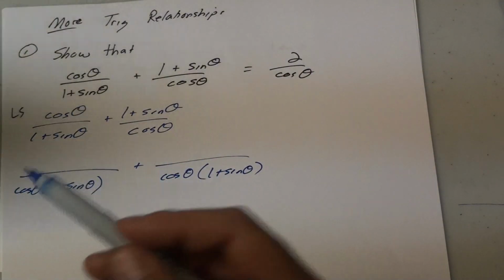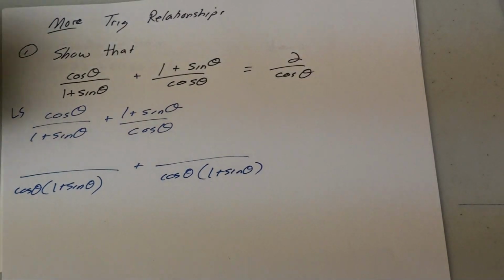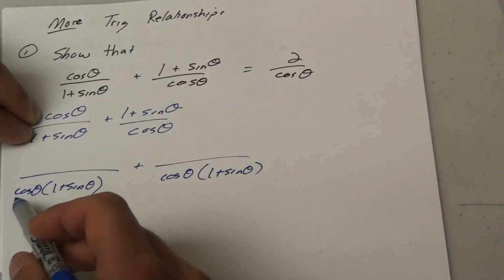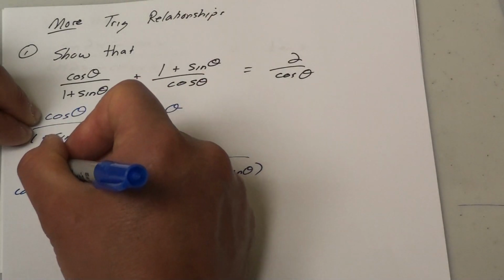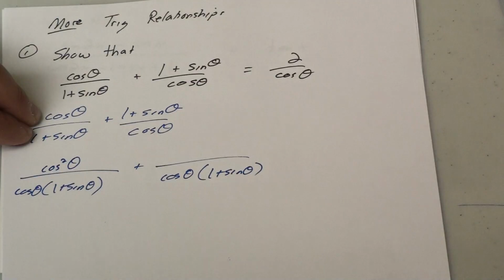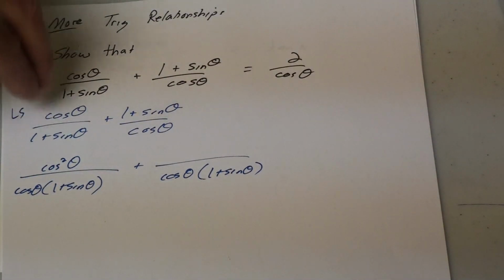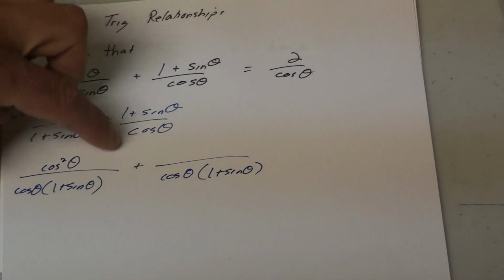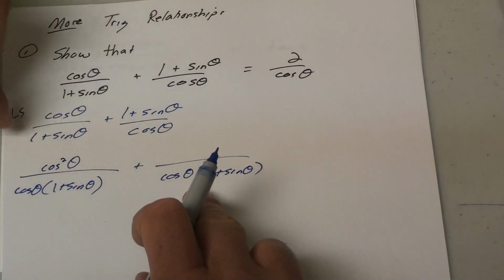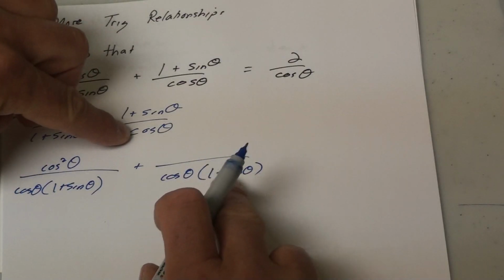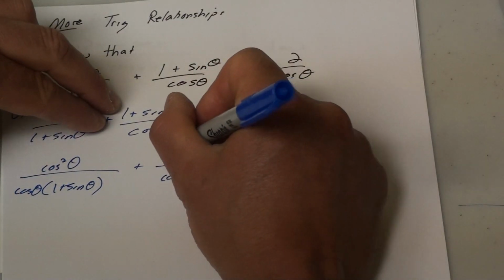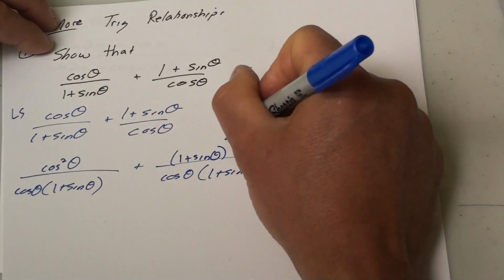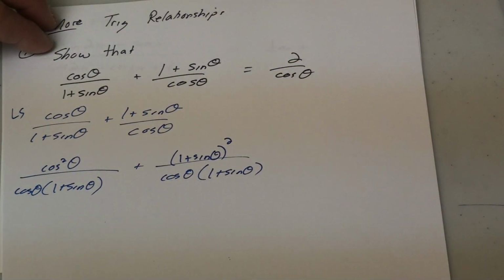Whatever I do to the bottom, I got to do to the top. So I took this fraction, I multiplied both sides by cos theta, top and bottom. That gave me my common denominator. So when I do that to the top, it's going to give me cos squared theta. Same thing with the second fraction: to get the common denominator, I had to multiply by what was missing, which would be the 1 plus sine theta. So I have a 1 plus sine theta multiplied by another 1 plus sine theta, which would be 1 plus sine theta squared.